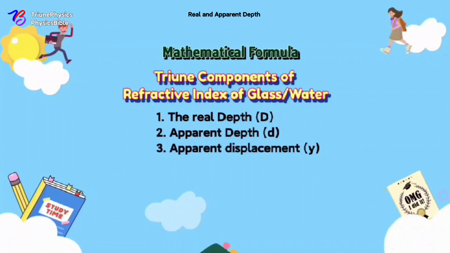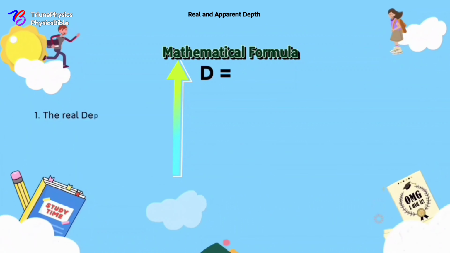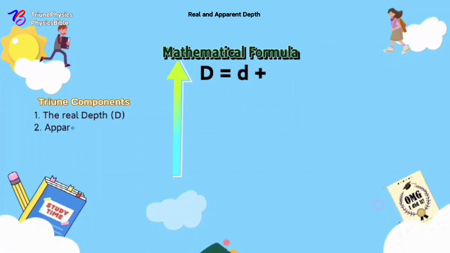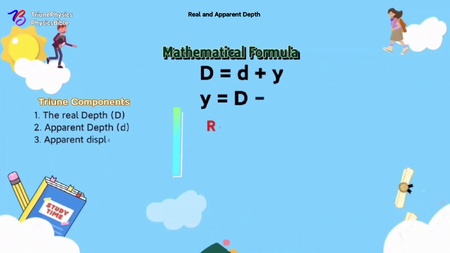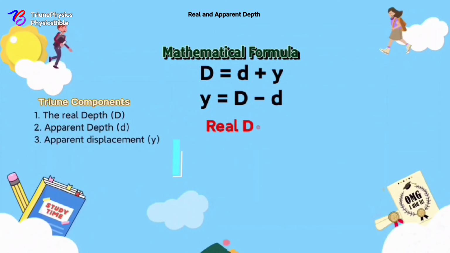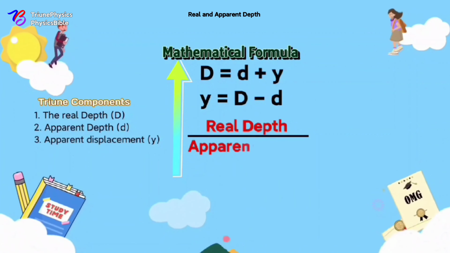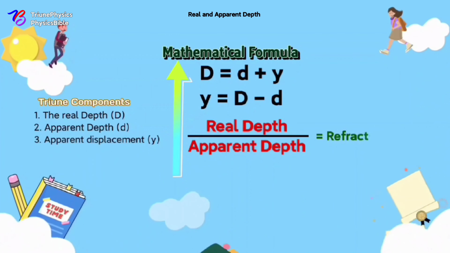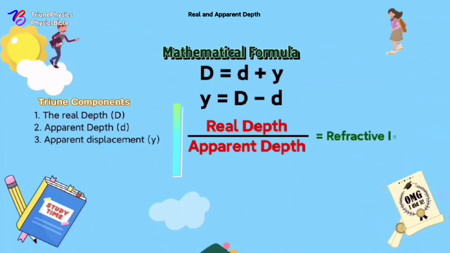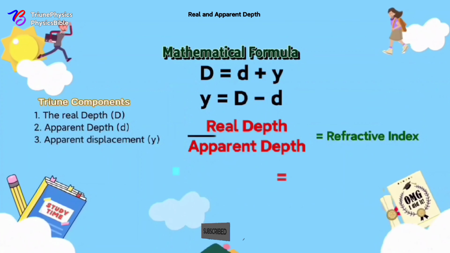Now, mathematically, we have D, which is the real depth, equal to apparent depth plus apparent displacement. Now, apparent displacement is the subject of the formula. You have real depth minus apparent depth gives apparent displacement. Then refractive index becomes real depth divided by apparent depth.